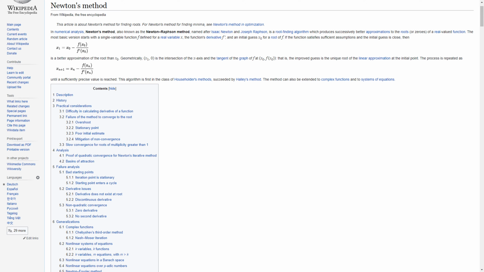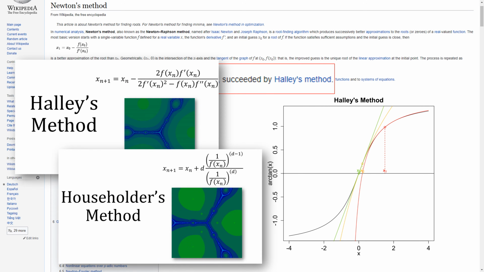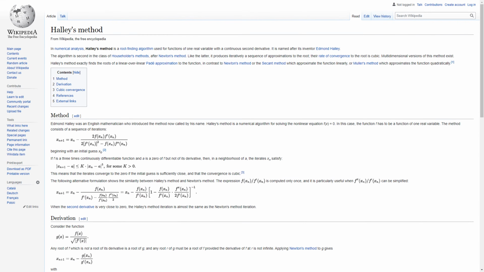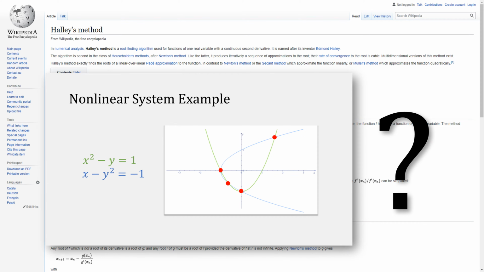Lastly, it also notes Hausdorff's method and Halley's method, using tangent hyperbolas to approximate a solution. I have videos for both of these topics as well. The trouble comes that when you look up Halley's method on Wikipedia and on YouTube, there's no explanation for how to use it to solve a nonlinear system until now.